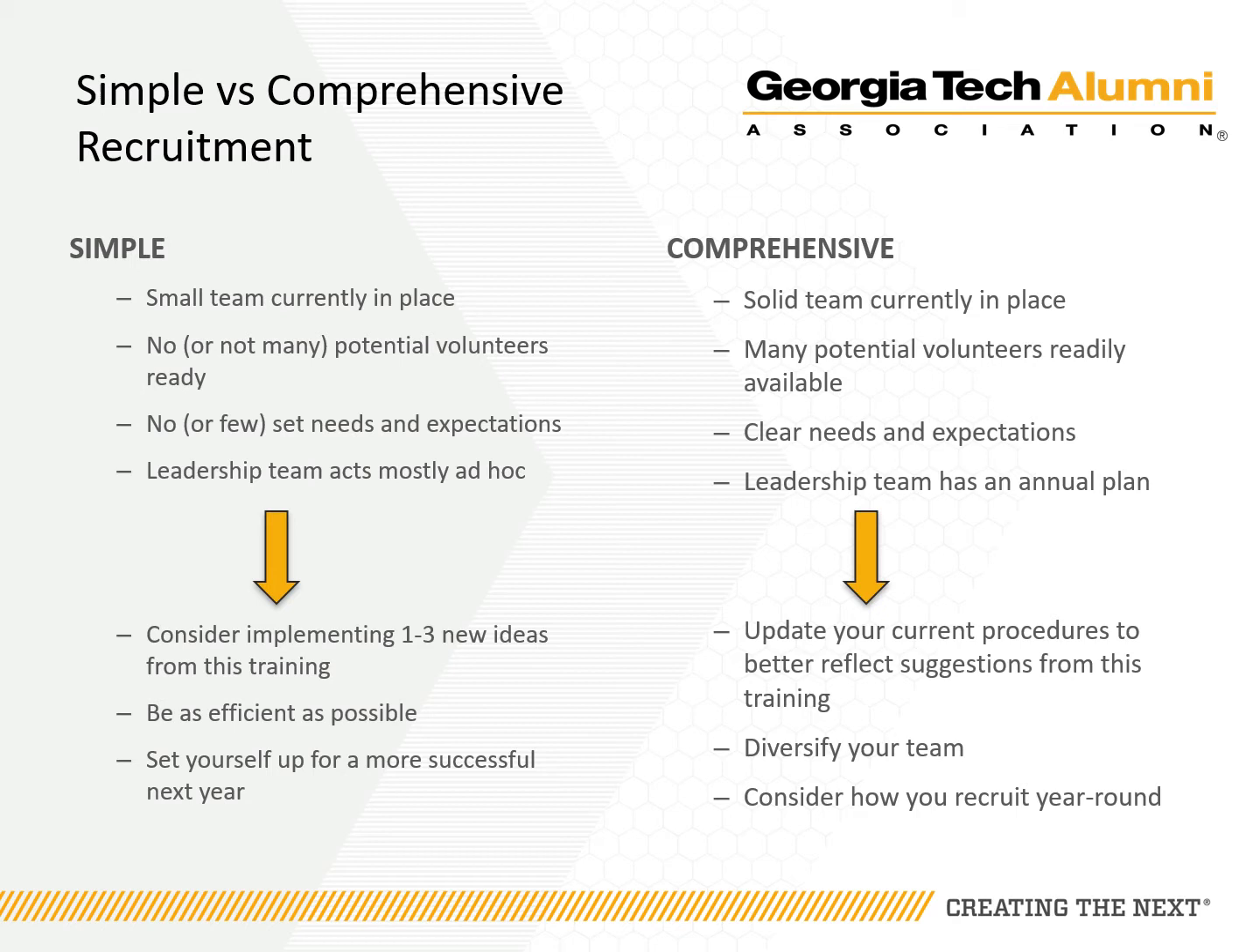Those that do already have a stronger team in place might look at the comprehensive strategy. You probably have a few potential volunteers in mind, the roles you have and are looking to fill are fairly well defined, and you have a solid idea of what your year ahead looks like. For these groups, I ask that you consider how your current procedures might be improved by the suggestions in this session. Make sure your team reflects the diversity of the alumni in your area, and think about how you can look at recruiting year-round so there are always qualified new leaders ready to join the team.